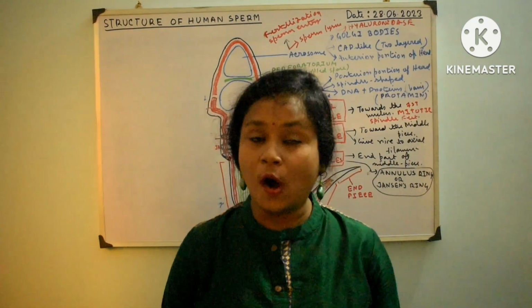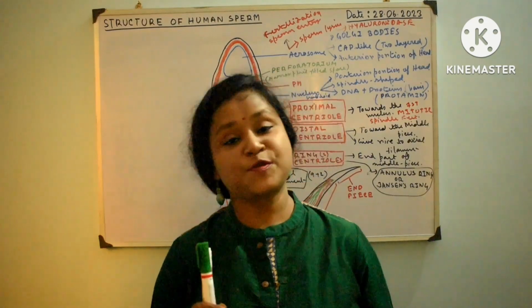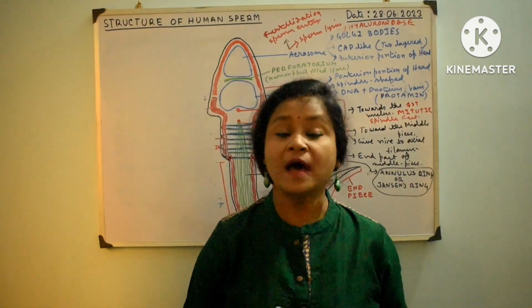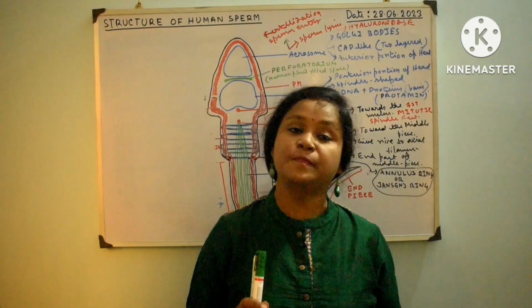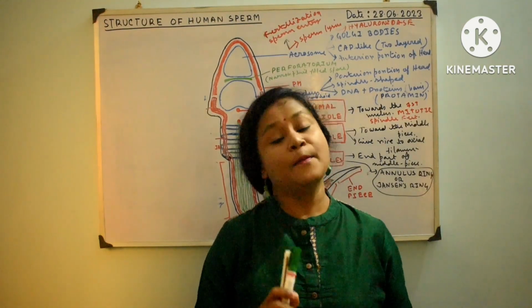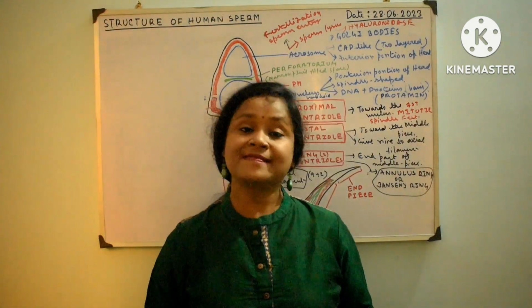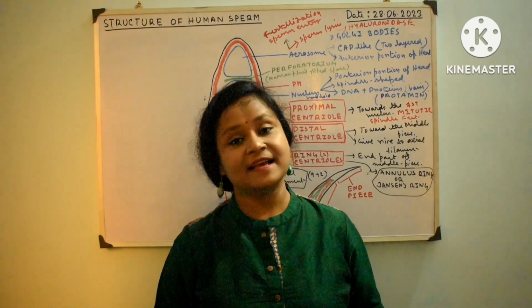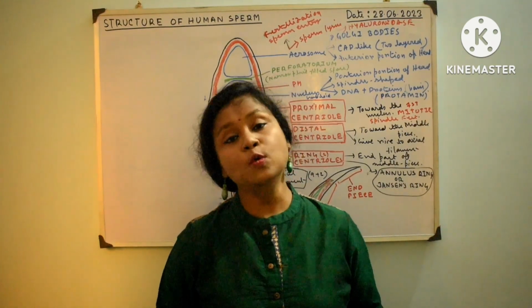So this is all in a nutshell the structure and function of a human sperm or a typical mammalian sperm. So stay connected. In the next class I will discuss oogenesis.